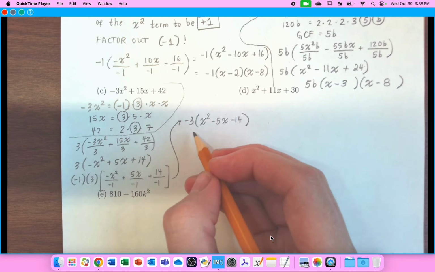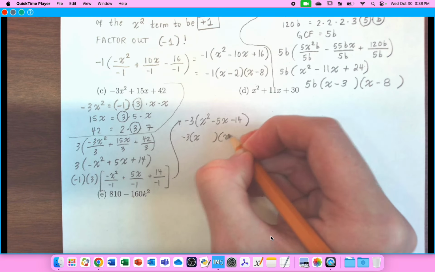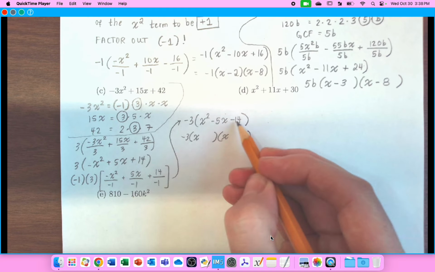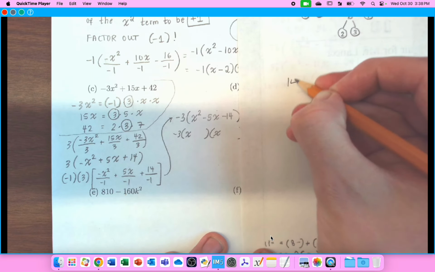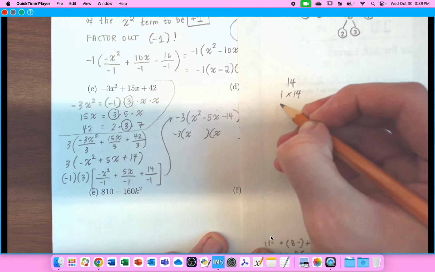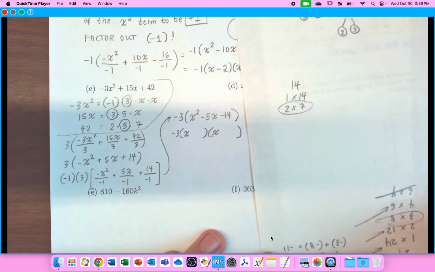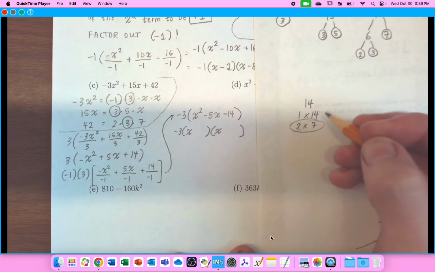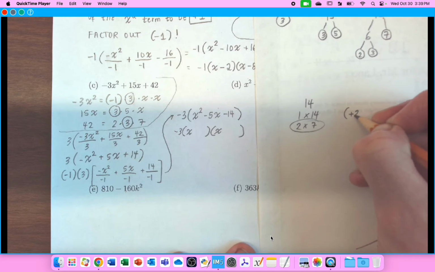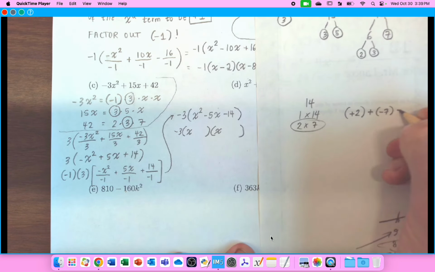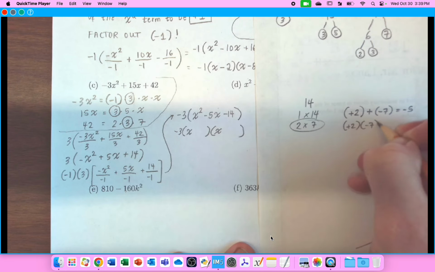I'm good to go. So I need two numbers that multiply to -14 and add to -5. Well, 14 can be 1 times 14 or 2 times 7. That's it. Well, looks like 2 and 7 can be a good combination. +2 plus -7 equals -5, and +2 times -7 equals -14.